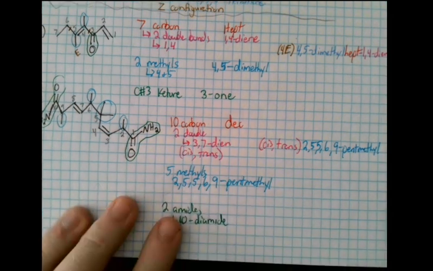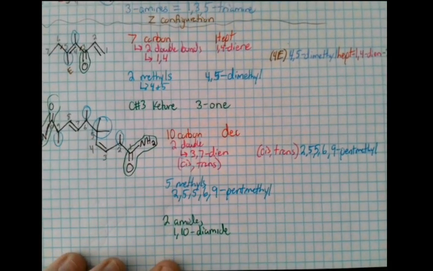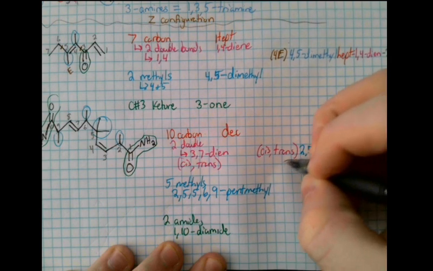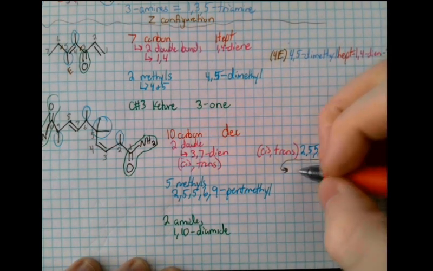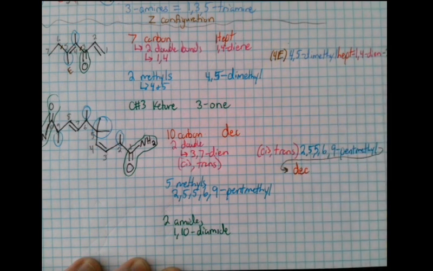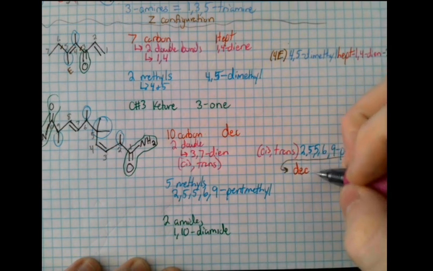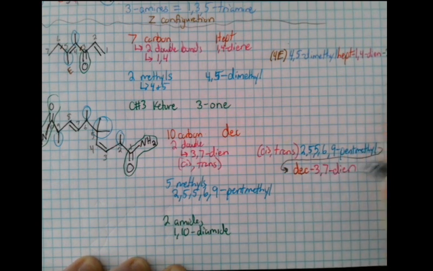And then it looks like I'm going to run out of space, so I'm not even going to try to squeeze it in there. I'm going to go ahead and do a little arrow, and we're going to restart it down here. Then we have it as a 10 carbon chain, so it's deca 3,7 diene, because it's 2 double bonds, one at 3, one at 7. First one is cis, second one is trans. And then we're going to add in our 1,10 diamide.